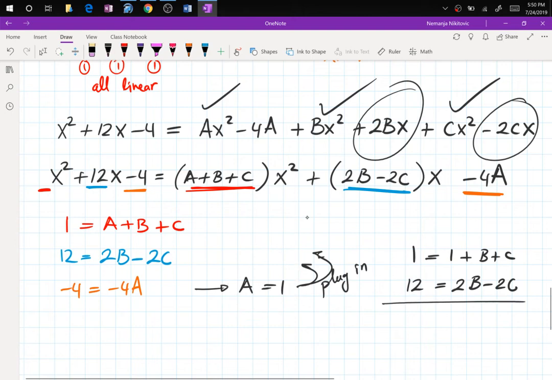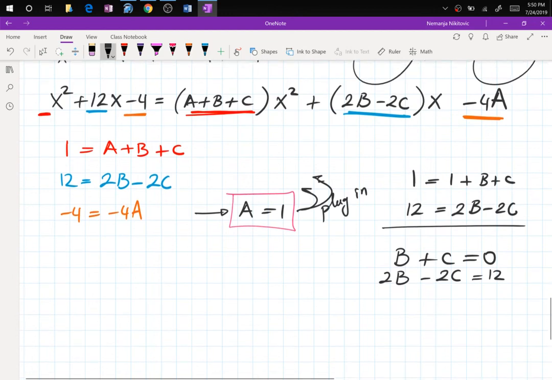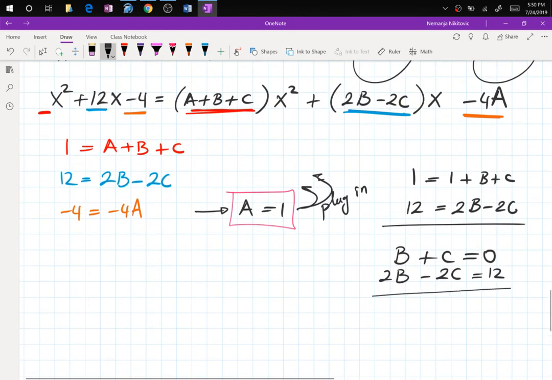So the top equation is b plus c equals 0 when you subtract 1. And the bottom equation is 2b minus 2c is equal to 12. The fast way to solve this one is to multiply top by 2, which gives you 4b is equal to 12, from where b is equal to 3.